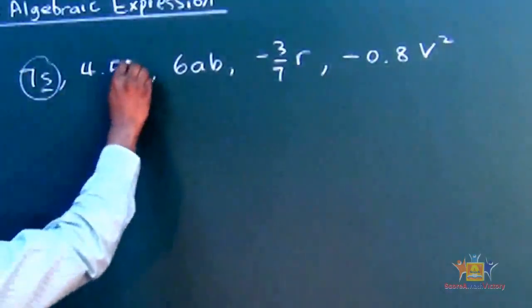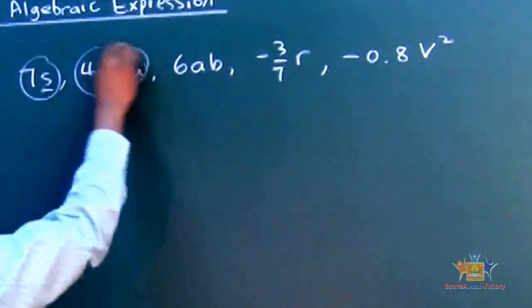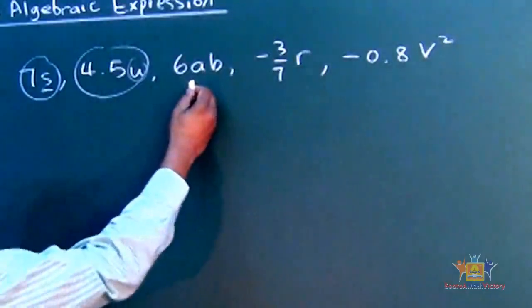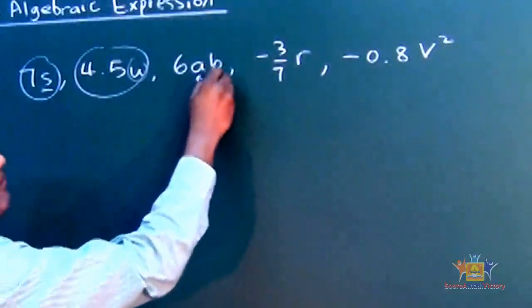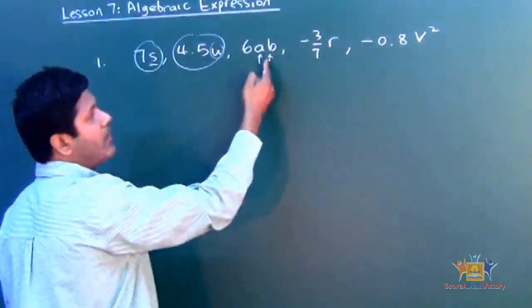4.5u, that's only one unknown right there, see that? So this is one of them. Now look at this one. I got two unknowns, a and b. So this is not one unknown, alright?